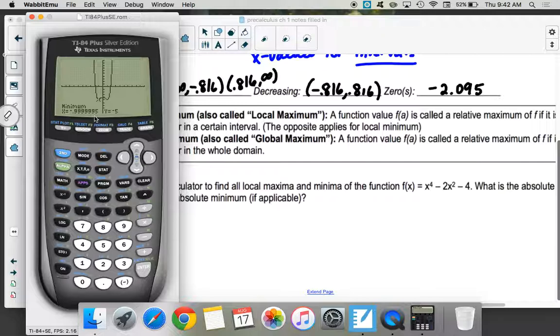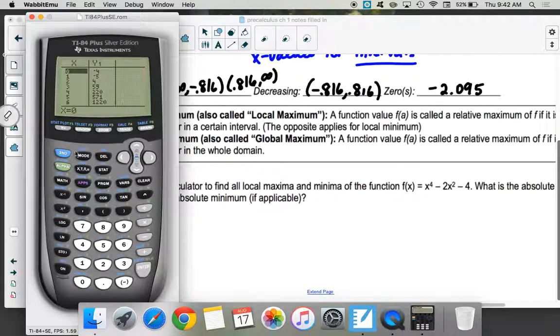Negative 1. Okay, now if it said 98215, it probably wouldn't be that, right? But in this case, it's probably going to be negative 1. And you could plug negative 1 into your function to see if you get negative 5. And you do, right? Does it make sense? You could also go to your table and plug in negative 1.